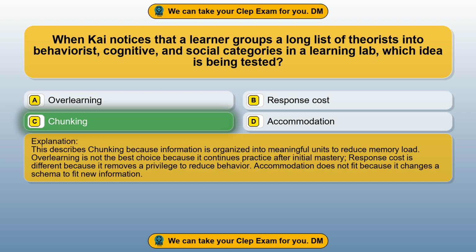This describes chunking because information is organized into meaningful units to reduce memory load. Overlearning is not the best choice because it continues practice after initial mastery. Response cost is different because it removes a privilege to reduce behavior. Accommodation does not fit because it changes a schema to fit new information.